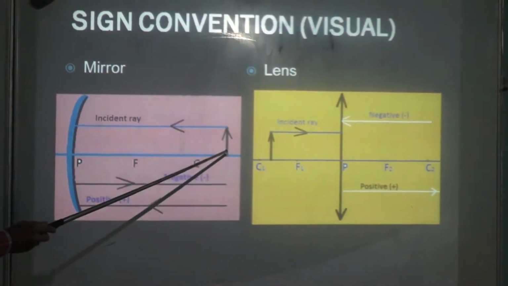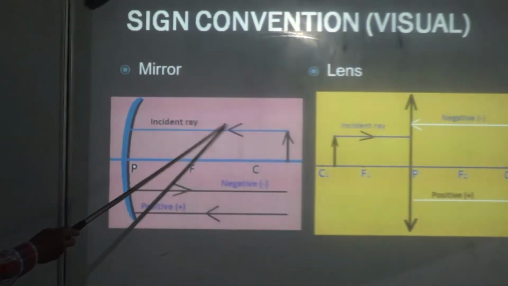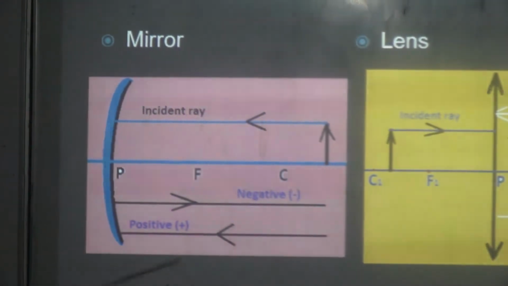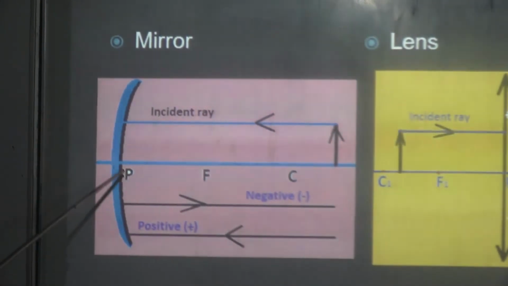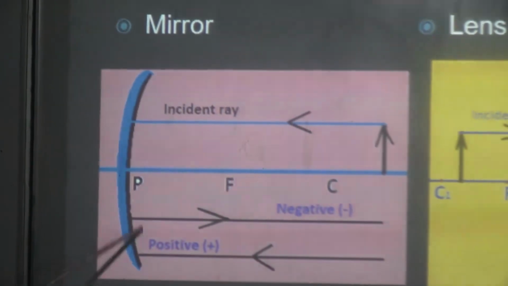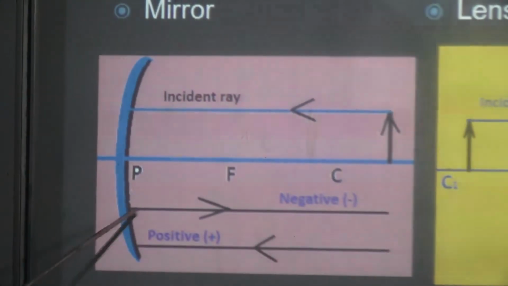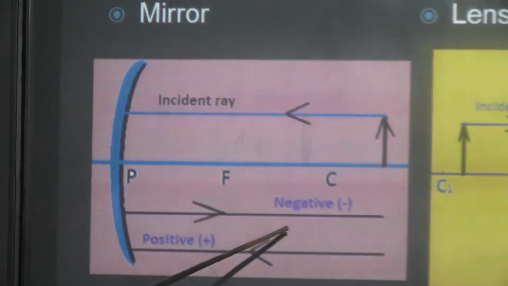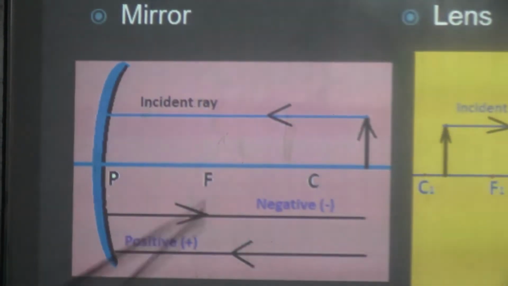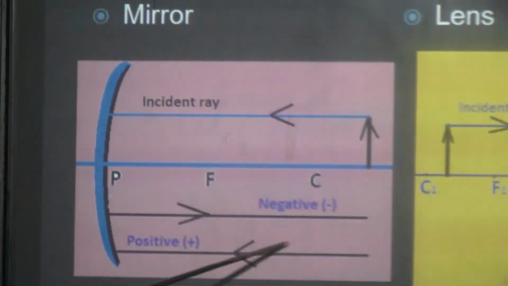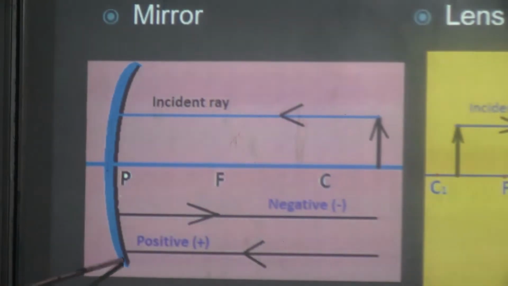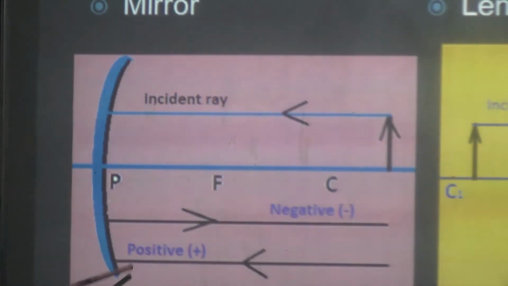Here, this is the object and this is the ray passing from the object and incident on the mirror. So this is the incident ray. Now what is the first rule? We have to measure all the distances from the pole. If you measure in this direction, which is opposite to the incident ray, then you have to take the negative sign. If you measure in the direction of the incident ray, this is the direction of measurement, in this case we have to take the positive sign.